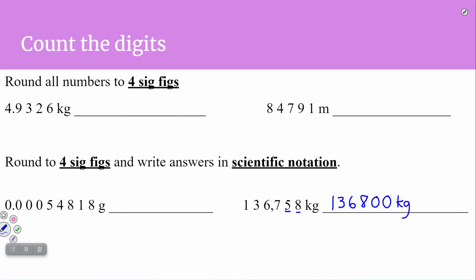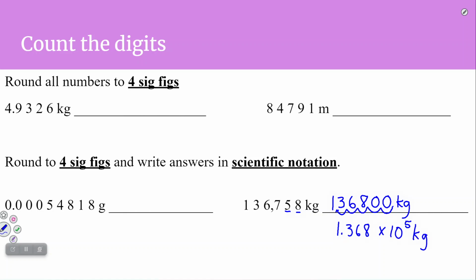Okay, so turning that into scientific notation, we need to remember that our decimal is hiding out at the end here after our last 0. So we're going to make a number bigger than 1 but less than 10. 1, 2, 3, 4, 5. So it'll be 1.368 times 10 to the 5th kilograms.